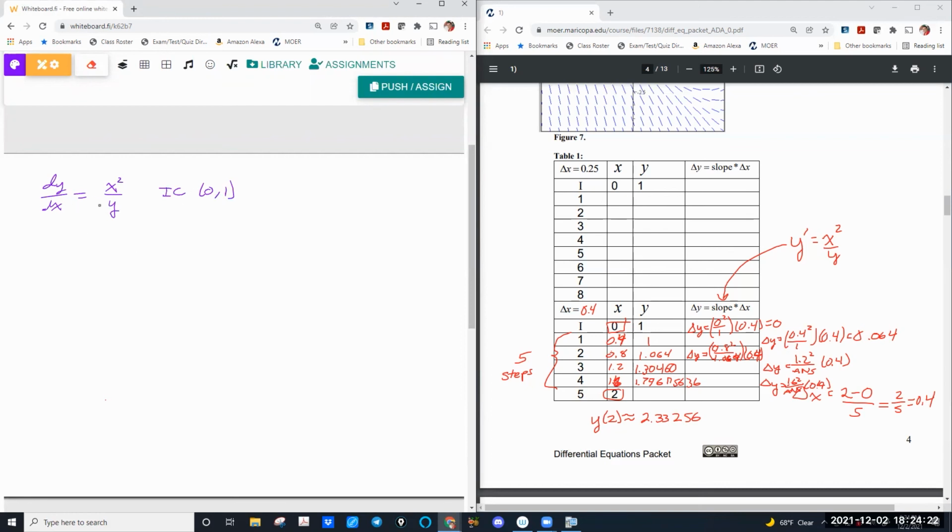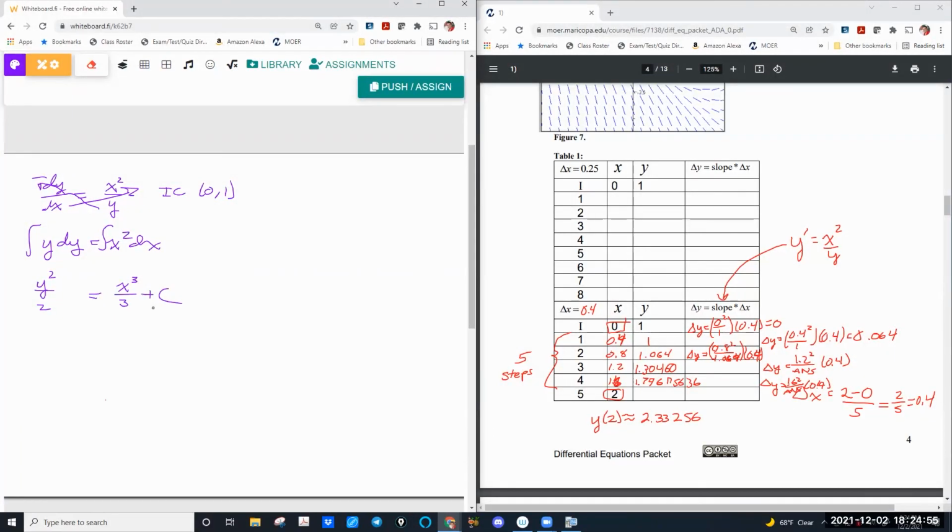First thing we do is separate the variables. So basically, we're going to put the y over here, the dx over here, right? That'll get our variables separated. So we have y dy equals x squared dx. Once we have them separated, we integrate both sides. Pretty easy antiderivatives on this one. y squared over 2 equals x cubed over 3 plus c.